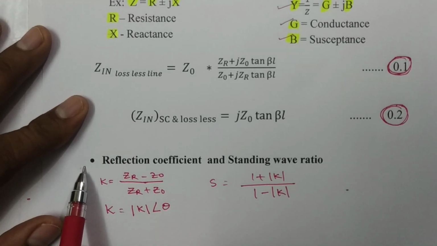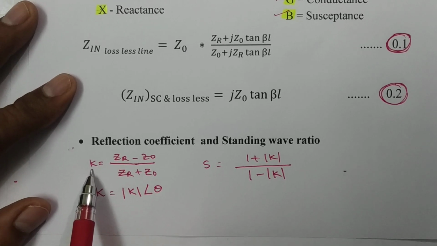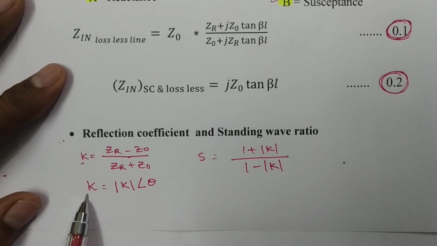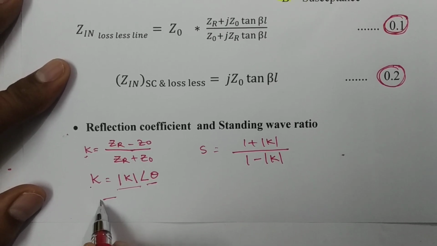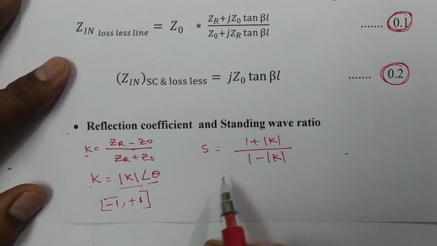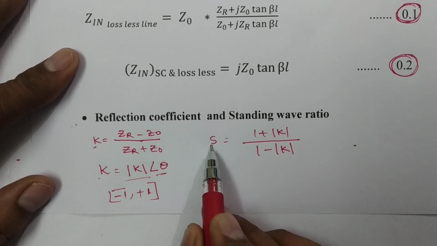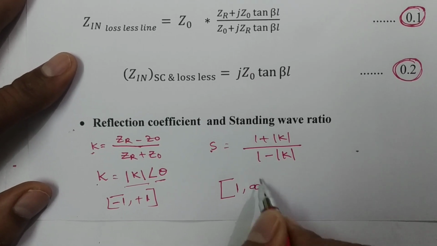Next, reflection coefficient and standing wave ratio. Reflection coefficient K is equal to ZR minus Z0 by ZR plus Z0. K is a complex quantity with magnitude and phase, and the range is from -1 to +1. VSWR is equal to 1 plus mod K by 1 minus mod K. The range of VSWR is from 1 to infinity.